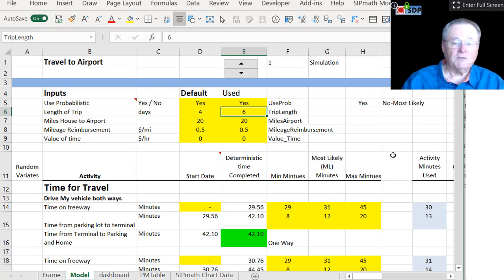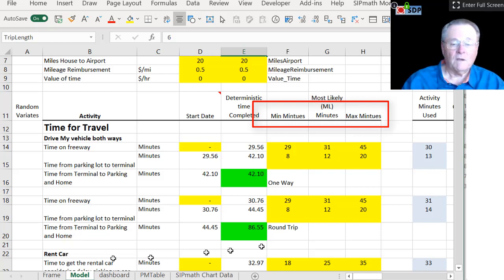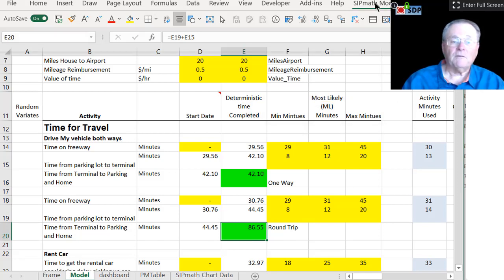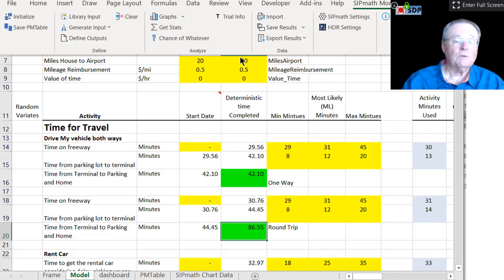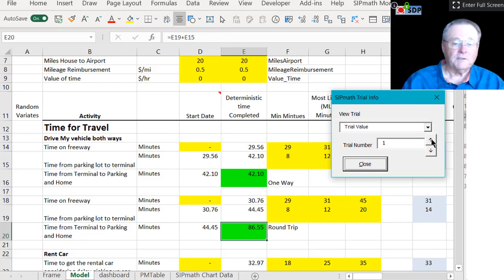What we've done in this model is broken down each of the alternatives into pieces. If I drive my own vehicle both ways, I have the time on the freeway, the time to park, the time from the terminal to the parking lot, and home. I have time on the freeway, and in a round trip in this particular case, it took 86 minutes. If I go to my SIPmath tools, I should be able to do some trial information here, and we should be able to see different answers if I've done this right. There we go. 92, 91, 100, 104, and so forth.